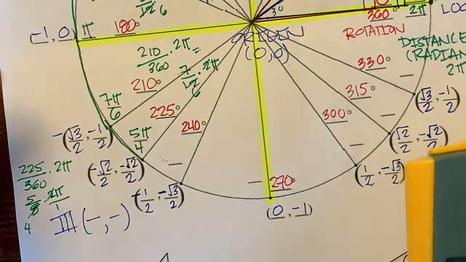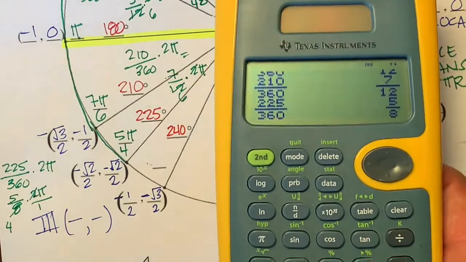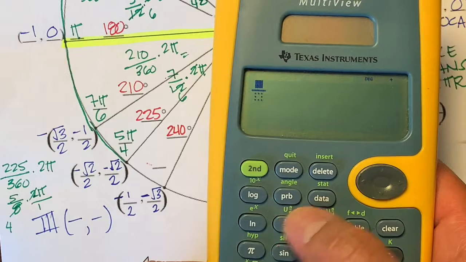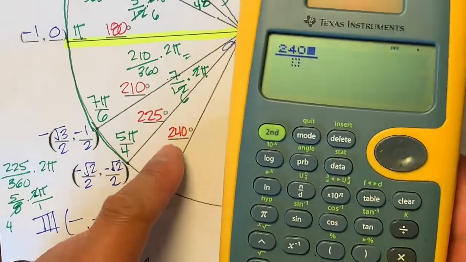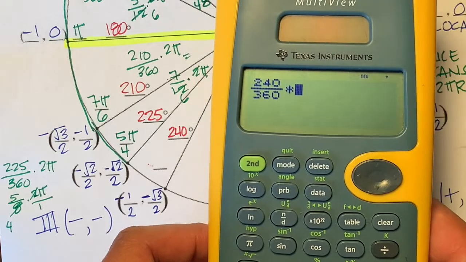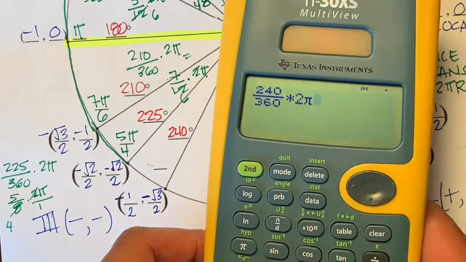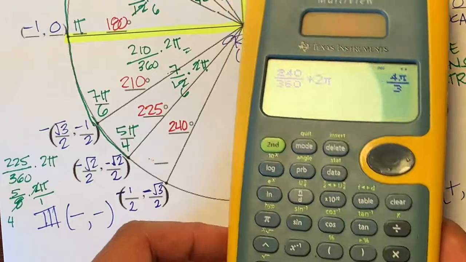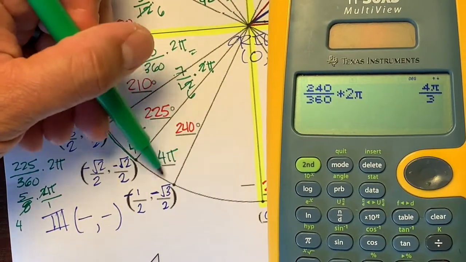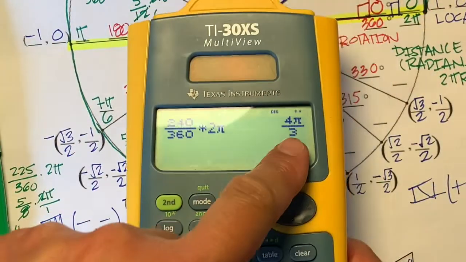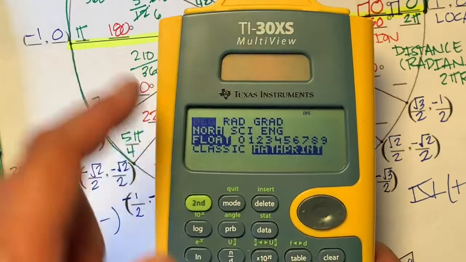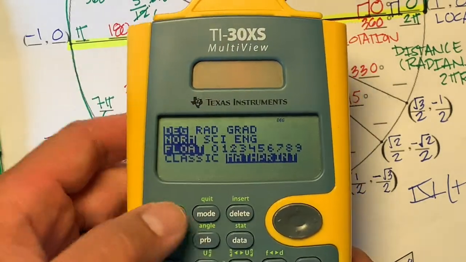Okay, so you guys get the idea. So let's just use our calculator to do the rest. So 240 over 360, times 2 pi. Let's see what that gives us. That gives us 4 pi over 3. If you want to get your calculator to display it in this and not a decimal, press the mode button and make sure it's in math print.